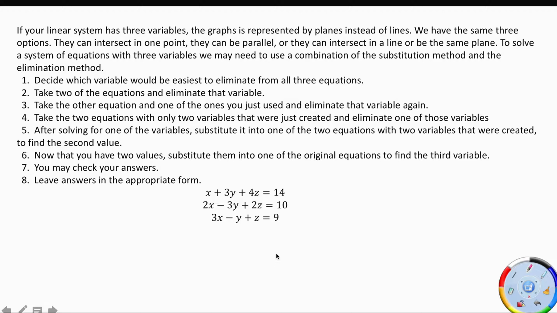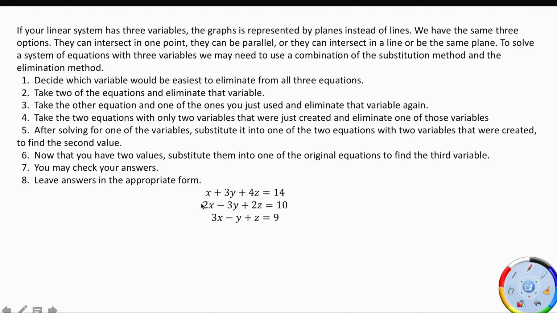If I have 3 variables and 2 equations, I know immediately it's an infinite number of solutions. If I have 4 equations with 3 variables, it's an infinite number of solutions. If I have 4 variables, I have to have 4 equations in order to be able to solve it. The only difference is 3 variables make planes instead of lines. So we have the same 3 options. Those planes can intersect. Those planes could be parallel, or those planes could be the same plane.